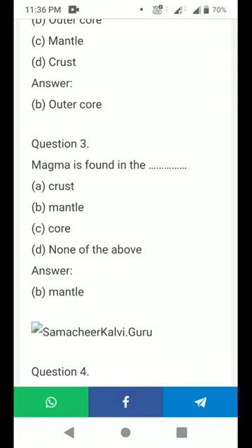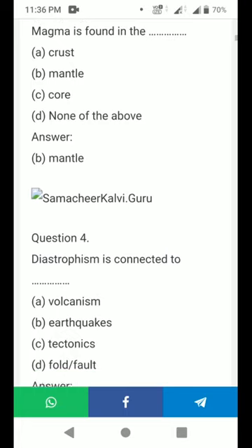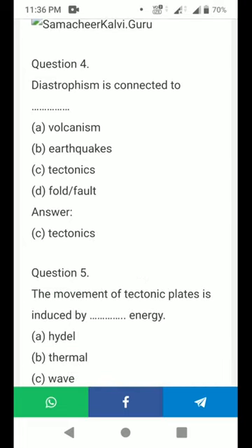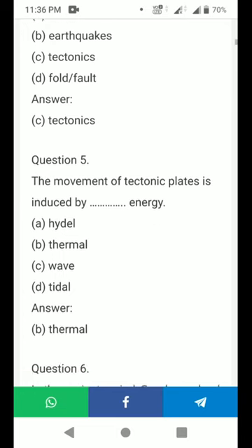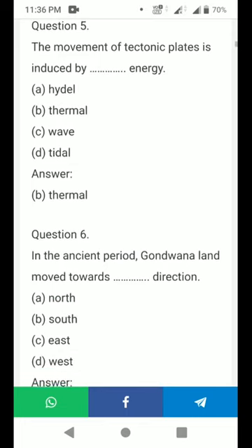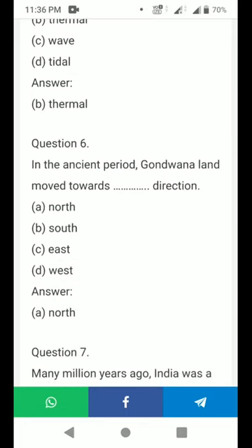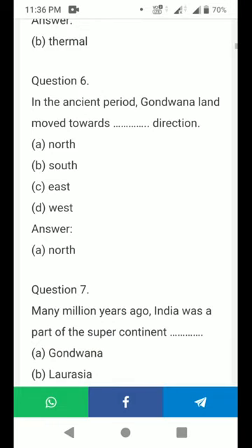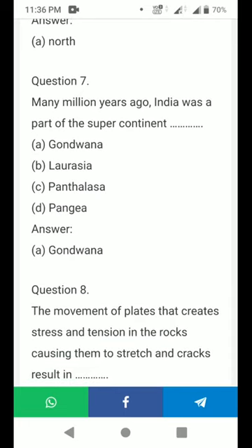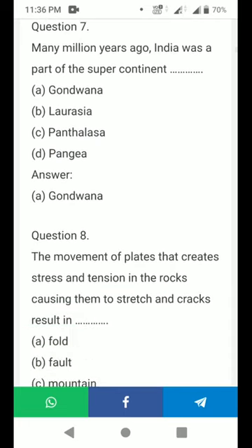Third question, magma is found in the dash, mantle. That is option B. Next, fourth question, diastrophism is connected to dash, tectonics. Fifth question, the movement of tectonic plates is induced by dash energy, thermal energy. Sixth question, in the ancient period, Gondwana land moved towards dash direction, north. Next, many million years ago, India was a part of the supercontinent, Gondwana.